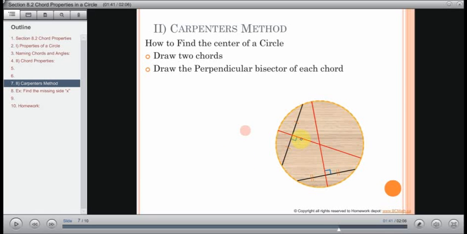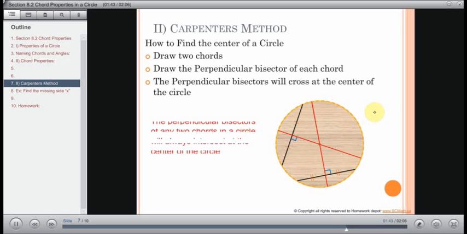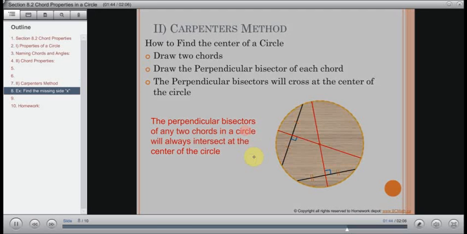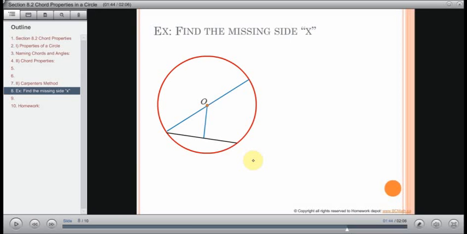Those 2 lines are perpendicular, which means that they bisect the chord, and the point where those 2 lines intersect is the center of the circle. That's a little carpenter's trick there. And boink, that's the center of the circle. Like it says there.